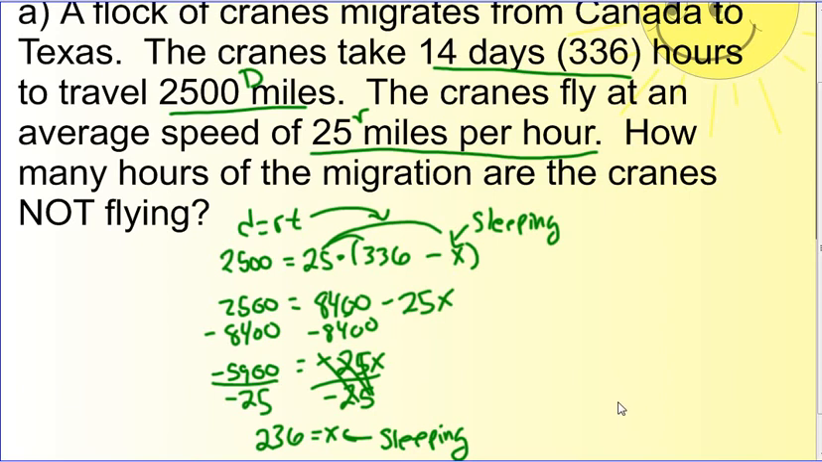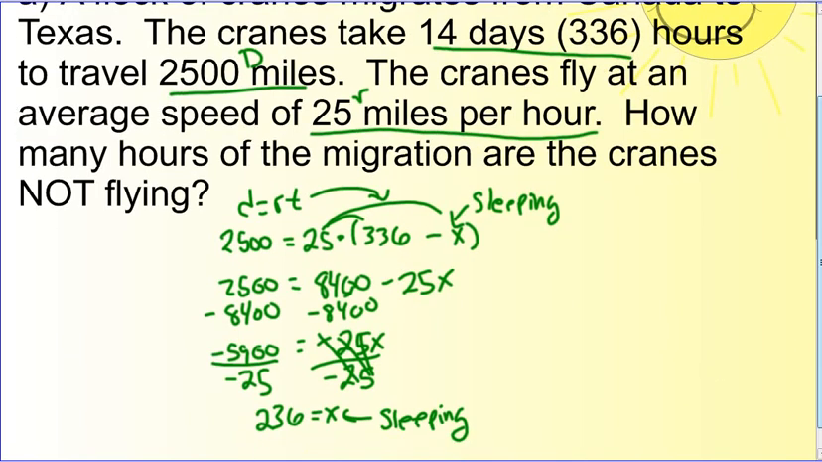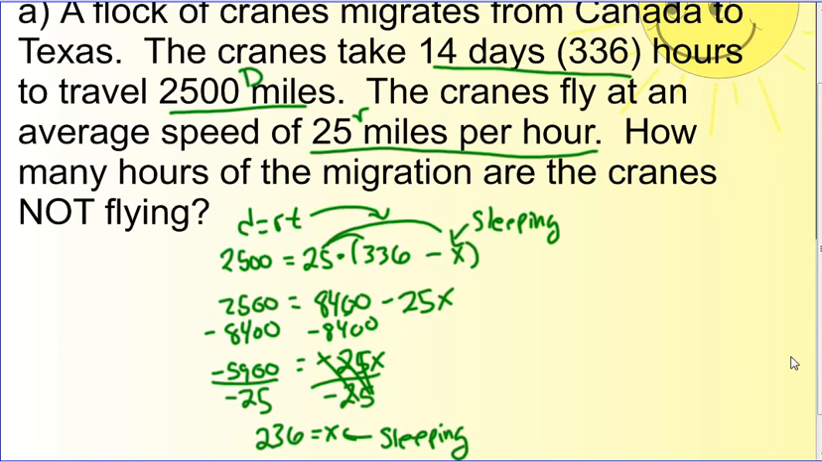Okay? And that's what we got. That's the amount of time that they were not flying. Flying minus the sleeping, that's their total time of actual flight. Okay? A little complicated, but we'll see another example that's very similar, and then you'll have one more like this.